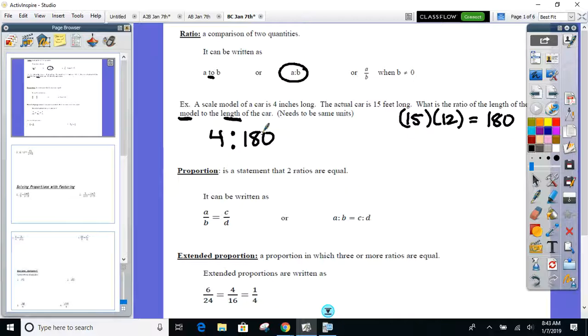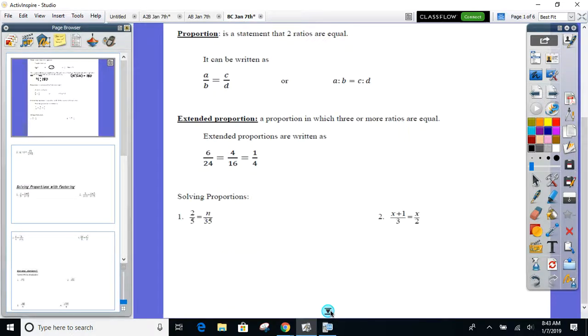If you do want to reduce that, that's fine. Not needed, though. If you want to say it's 1 to 45 when you reduce it, that's fine, but it's not needed. But the units do need to be the same when you write a ratio. And it's going to be in the correct order. If I write 180 to 4, that's incorrect. It's asking me specifically, model to the actual car. All right, all good there? Not too bad. I don't want to spend too long because I want to get to the factoring today.